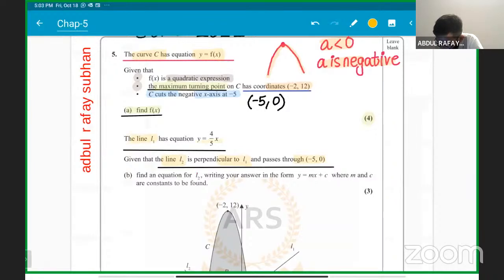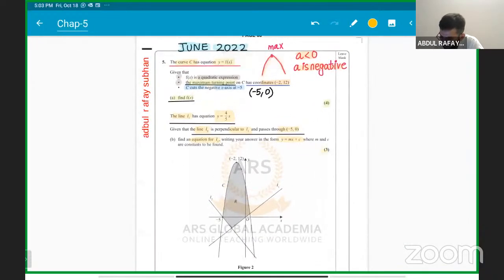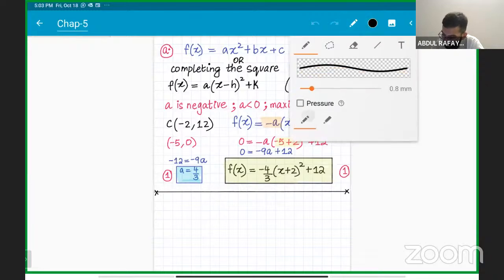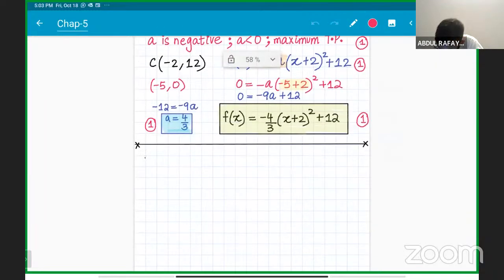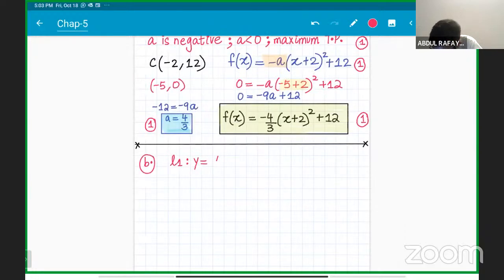The line L1 has the equation y is equal to 4 over 5x. We have to find the equation for line L2, writing your answer in the form y is equal to mx plus c, where m and c are constants. Exactly the same question, same learning again. The line 1 has the equation y is equal to 4 over 5x.